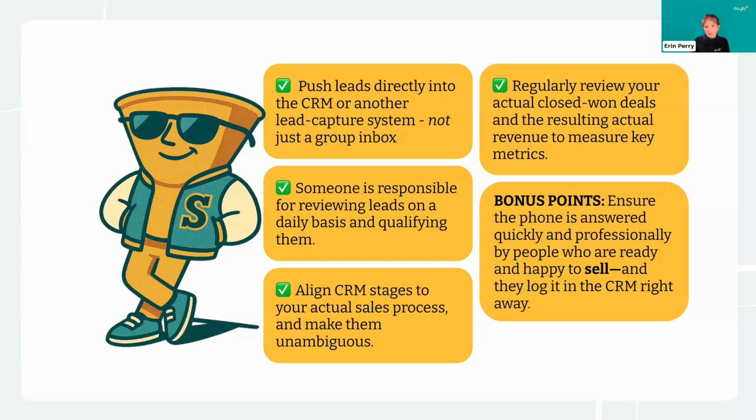And then finally, bonus points for this one. It's not strictly speaking an attribution problem on its own, and it might seem antiquated to some of us millennials, but it's still critical, and it's still something we see as an issue sometimes today. Make sure your phone, even if it rings only once in a while, is answered quickly and professionally by people who can either sell or who can quickly direct the call to someone who can, and then get those leads in the CRM right away. This one gets taken for granted, but it can be a source of lost potential leads.